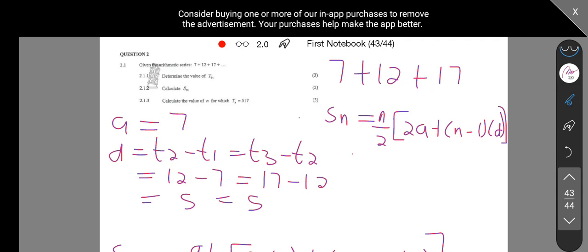So next time you must know, if you are given a sum and you are requested to calculate the T number 91 or a term number, you must know that the term number is equal to the sum of the n terms minus the sum of the n minus 1 terms.